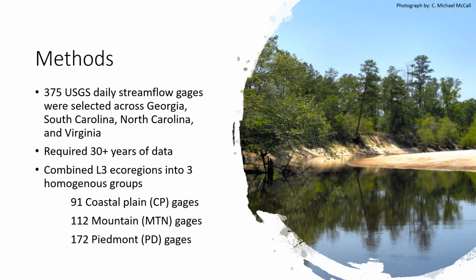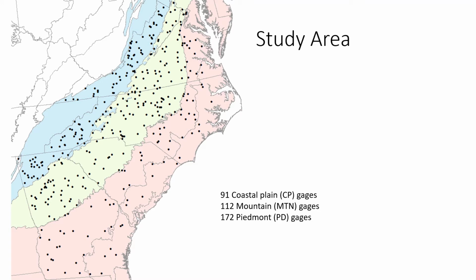We also combined a bunch of level 3 ecoregions into 3 homogeneous groups. So for example, in the coastal plain, we combined the southern coastal plain, the southeastern plains, and the middle Atlantic coastal plain. And the idea was that these things weren't functioning differently from one another, so we combined them for the sake of having a more robust data set. And we did the same in the mountains and the Piedmont. So here's the study area. We had 91 gauges in the coastal plain, 112 in the mountains, and 172 in the Piedmont.